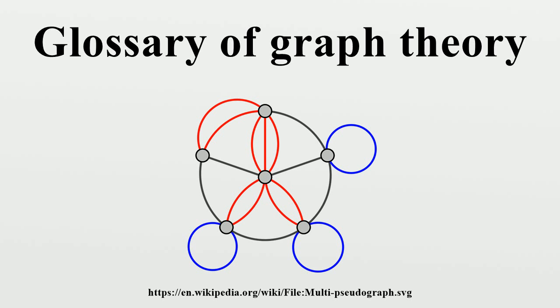A trail or circuit is Eulerian if it uses all edges precisely once. A graph that contains a Eulerian trail is traversable. A graph that contains a Eulerian circuit is a Eulerian graph.